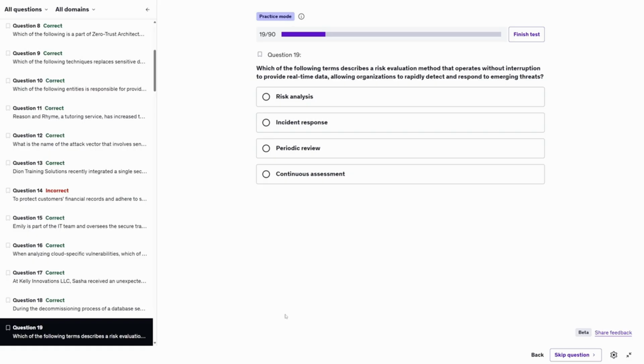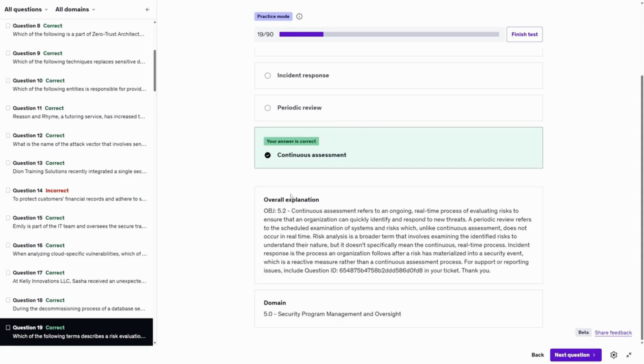This one is also kind of in the name here, and this is going to be continuous assessment. Continuous assessment refers to an ongoing real-time process of evaluating risks to ensure that an organization can quickly identify and respond to new threats. A periodic review refers to the scheduled examination of systems and risks, which, unlike continuous assessment, does not occur in real time. Risk analysis is more of a broader term that involves examining the identified risks to understand their nature. And incident response is what an organization follows after a risk has materialized into a security event.